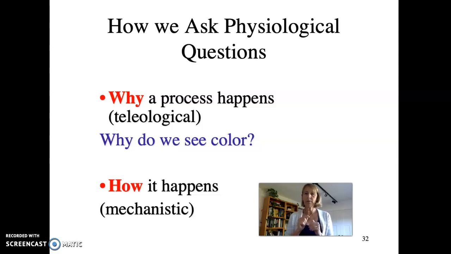But in physio, we're really thinking of how does it happen, right? So if someone says to you, why do we see color? Well, I just have to start explaining that we have this pigment in the eye, and when light hits that pigment, it's going to break it down, and we're going to be able to form an image. That's what we're thinking of when we're thinking of physiology, the how of how things happen. Not the why, which is more an evolutionary question, really. Why is it set up that way?